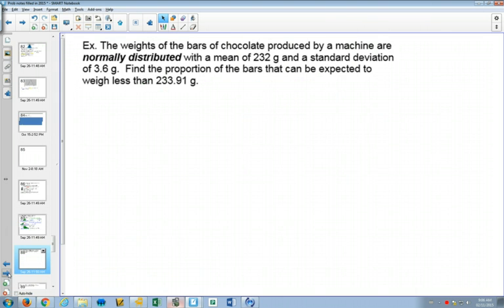So these chocolates are produced by machine, are normally distributed with a mean of 232 grams. That makes me think of a medium-sized bag of mini eggs. I don't know if that's the right portion, but that's what I think of. Now I'm curious how close a medium-sized bag of mini eggs are to 232 grams, with a standard deviation of 3.6 grams.